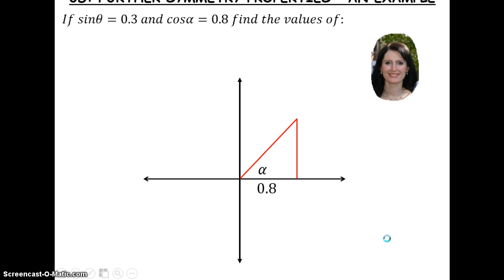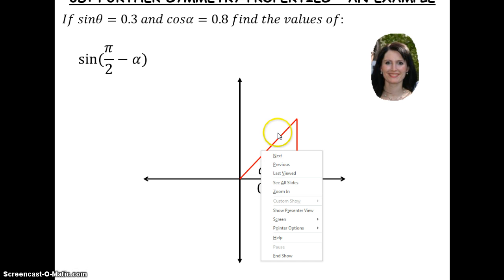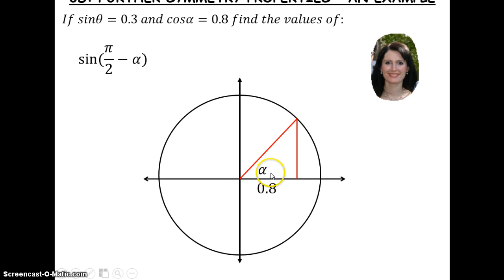These are useful relationships to know, and you'll see why in this example. So here we're looking at if sine theta equals 0.3 and cos theta equals 0.8, we want to find the value of sine pi on 2 minus alpha. Here is alpha, and cos alpha is 0.8, and look what they've given us. I've shown here the unit circle, and I've shown that we have a triangle with an angle of alpha there, and cos alpha is 0.8. So that means that this x value length is 0.8.